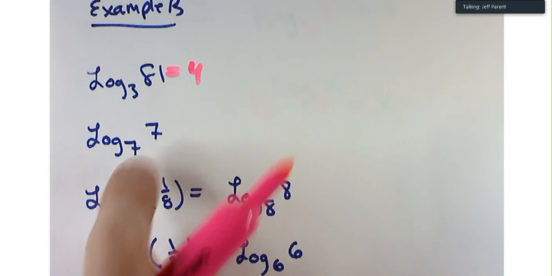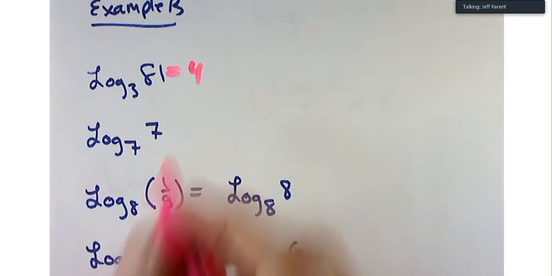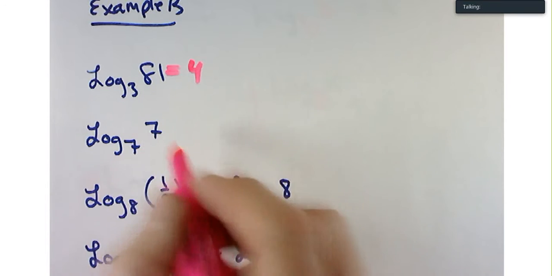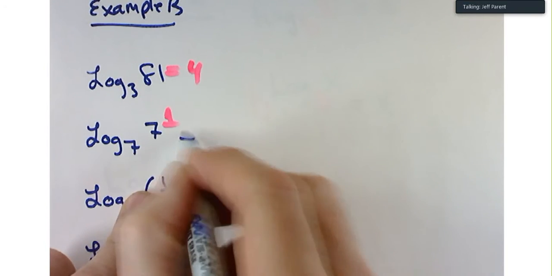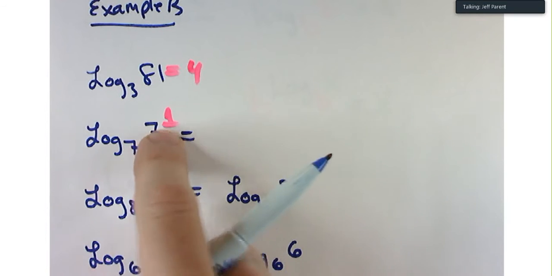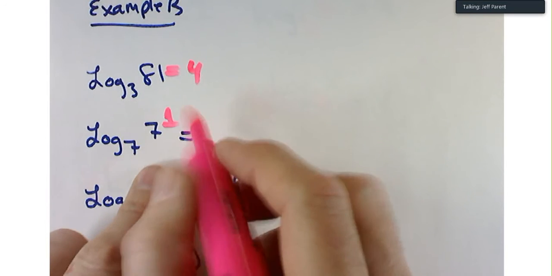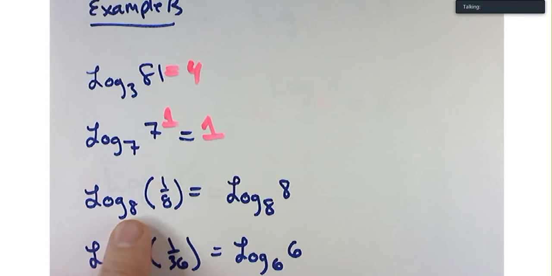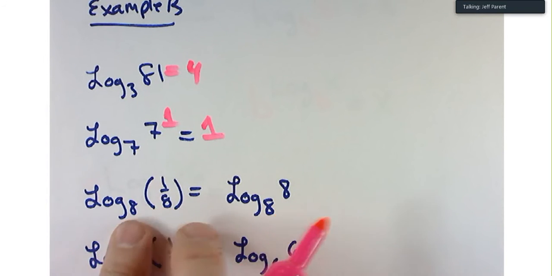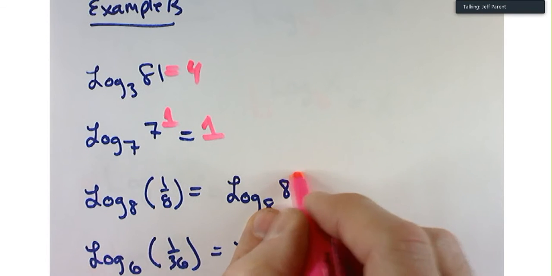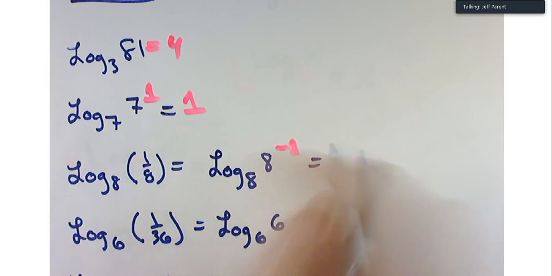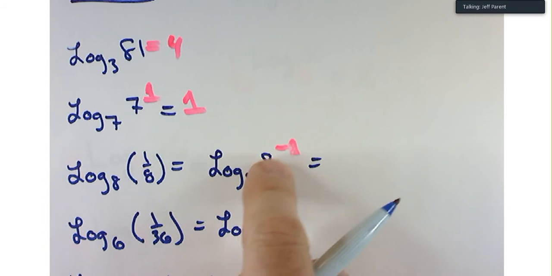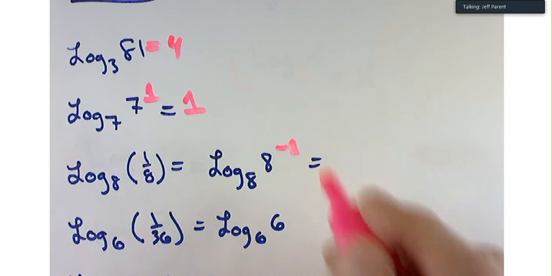But how about this one? What power of 7 gives me 7? Well, this is really 7 to the 1st power. What power of 7 gives me 7? Well, that's just the 1st power, so 1. And coming down here, log base 8 of 1 over 8, I'm going to rewrite this as 8 to the negative 1st power. But that's not going to change the answer. What power of 8 gives me 8 to the negative 1st power? Maybe negative 1.